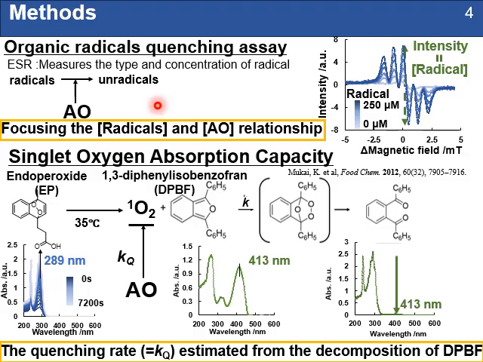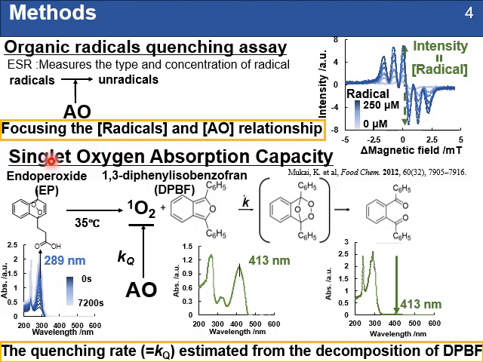First is the organic radicals quenching assay using electron spin resonance. Since superoxide anion and hydroxyl radicals are difficult to detect, organic radicals are widely used. ESR measures the types and concentration of radicals in the sample. It is known that the intensity reflects the amount of radicals.